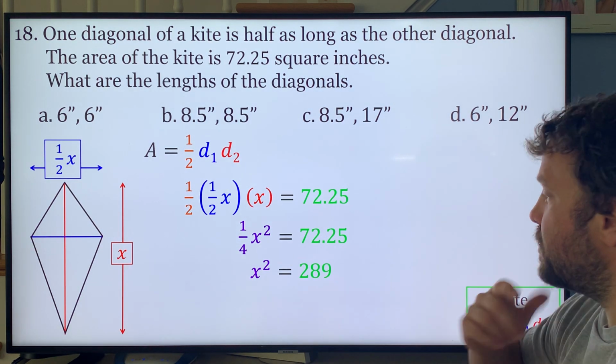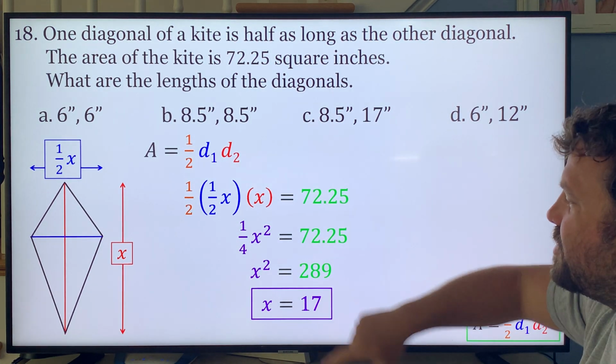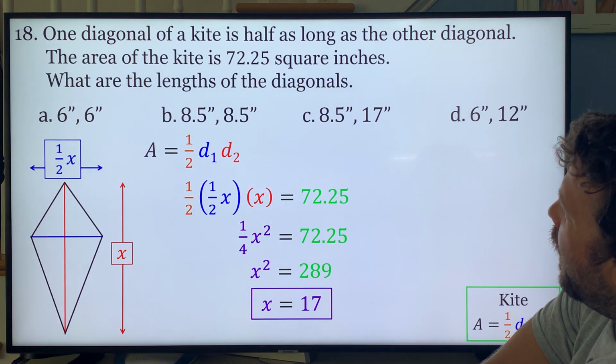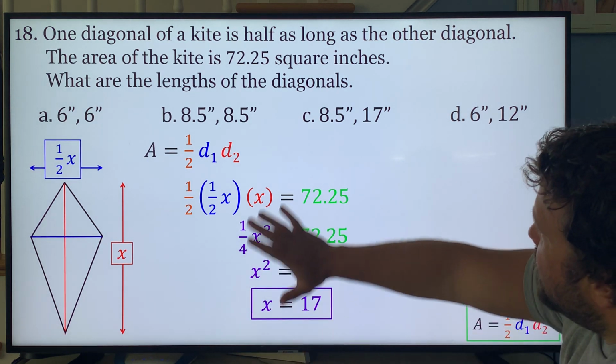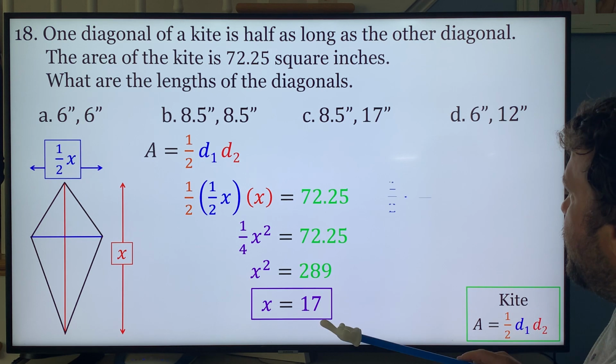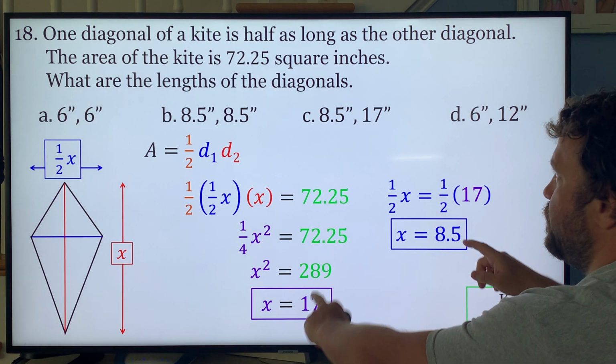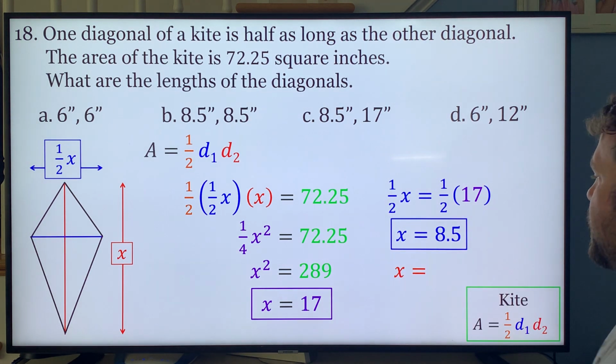Last step is to take the square root. You get 13. Oh, 17. Duh. So you get 17. So, x is 17. Only answer could be, and you get half of x. Half of 17 is 8.5. C is your correct answer.